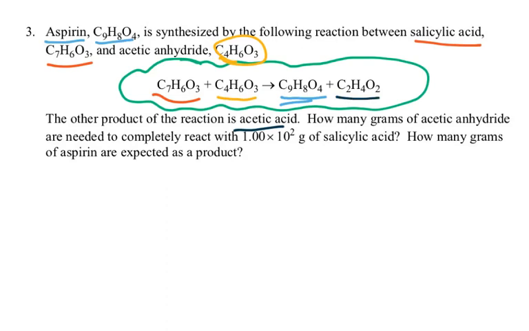But let's figure out what it wants. It wants how many grams of acetic anhydride. Okay, so that's our yellow one. How many grams of that? So how many grams are needed to completely react with this? And we have 100 grams. Okay, that's 1.00 times 10 to the second. A few things we do. So the first thing you do, you identify everything. You figure out how much of everything you have. What is it you're actually looking for?